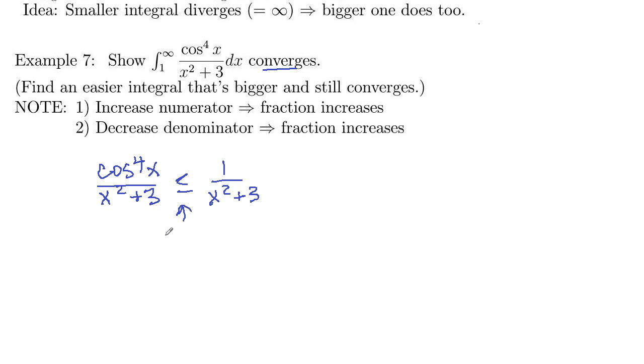So again, here what we did was we overestimated our cosine to the fourth of x. It is less than or equal to 1. And now we'll work on the denominator. We can decrease the denominator by getting rid of that plus 3. So this function will be less than 1 over x squared. We made the denominator smaller, so the fraction got larger. Okay, so we decreased the denominator.